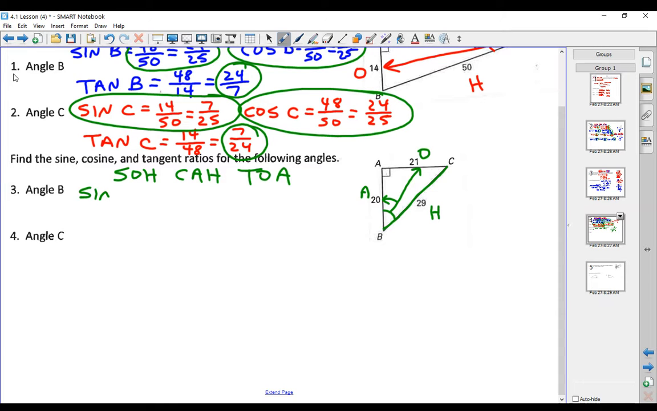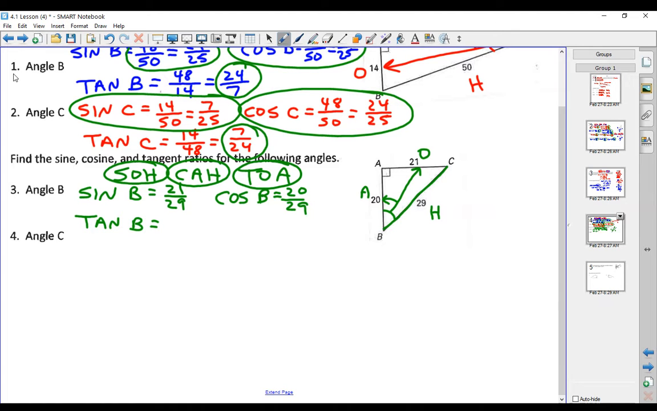So the sine of angle B, the sine is the opposite over the hypotenuse. So that's going to give me 21 over 29, and that will not reduce. The cosine of angle B, the cosine is the adjacent over the hypotenuse. So that's going to give me 20 over 29, and that will not reduce. And then the tangent of angle B is going to be the opposite divided by the adjacent. The opposite is 21, the adjacent is 20, and that will not reduce.